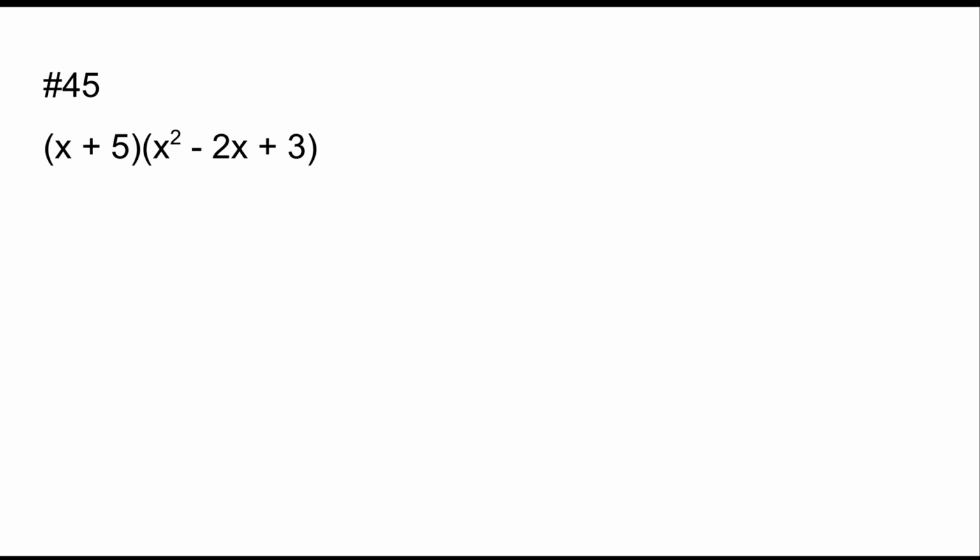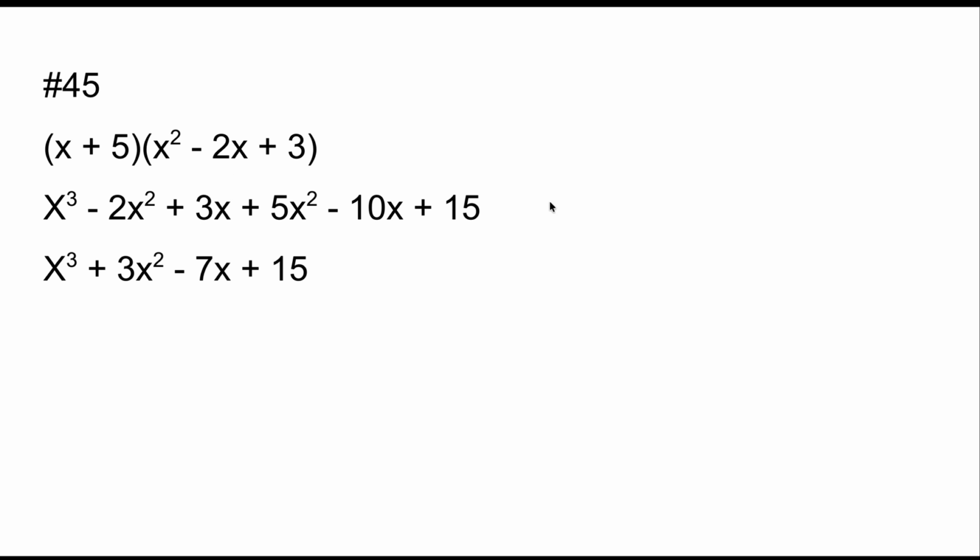Okay, 45. X plus 5 times x squared minus 2x plus 3. Let's distribute this first term, x. So, x times x squared equals x cubed. X times negative 2x is negative 2x squared. X times 3, 3x. Now let's repeat with the 5. 5 times x squared, 5x squared. 5 times negative 2x, negative 10x. 5 times 3, 15.